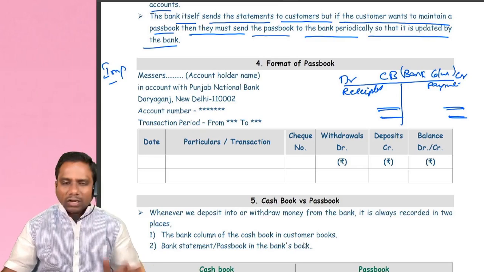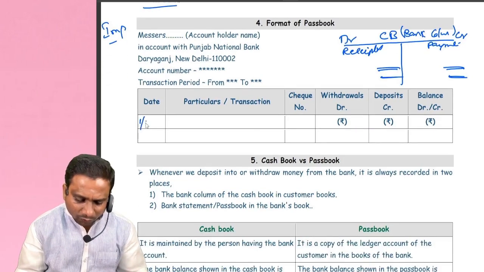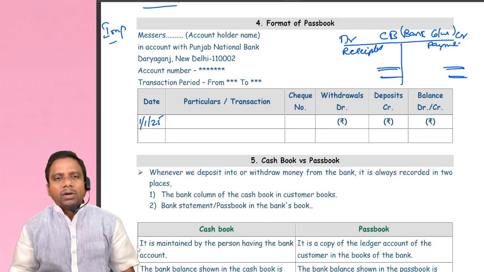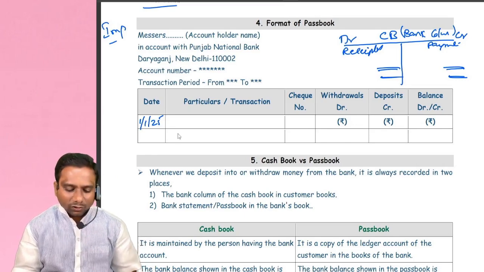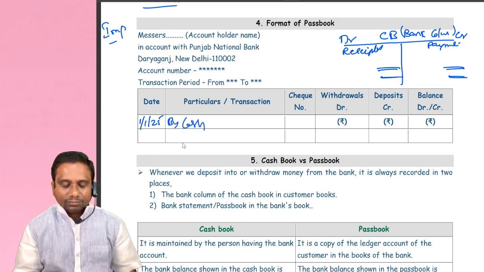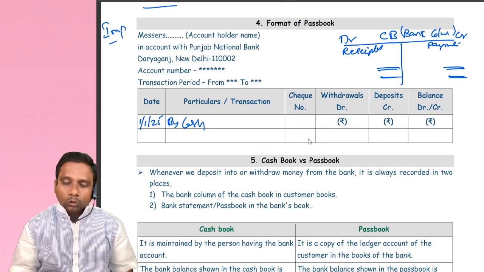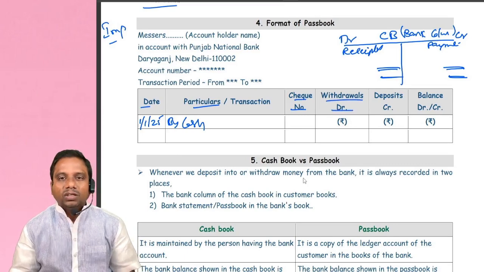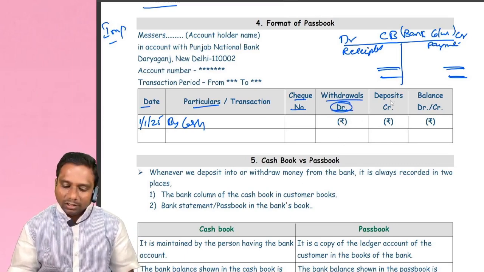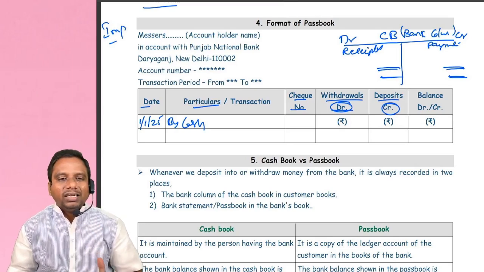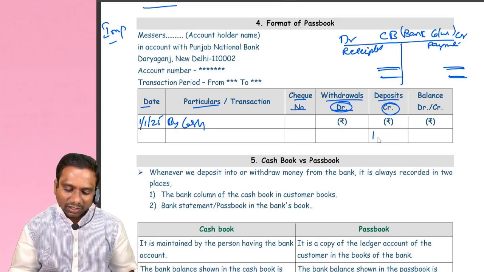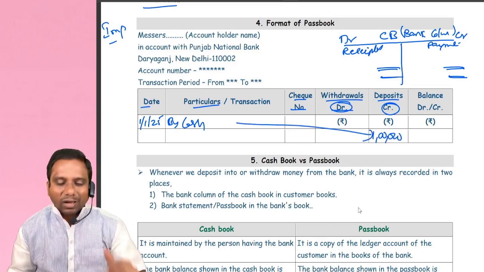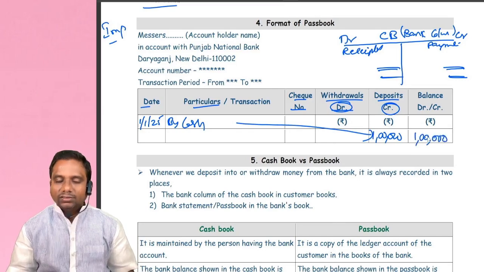How, sir? Look at this. I will give you one transaction. Suppose on 1/1/2025, I have deposited money into the bank. Entry from the bank's point of view: cash account debit to customer account. So, by cash. How much amount has he deposited? Look at the column names, observe: date, particulars, cheque number, withdrawals (debit), deposits (credit). Now, are we crediting or withdrawing? Crediting, sir. How much? 1 lakh. Now, what is the balance? Immediately in the next column, we write the balance.